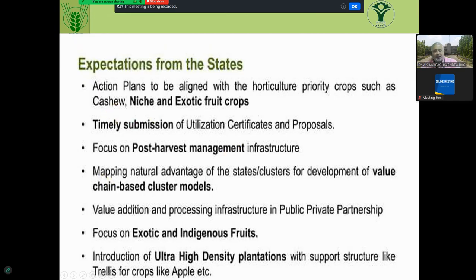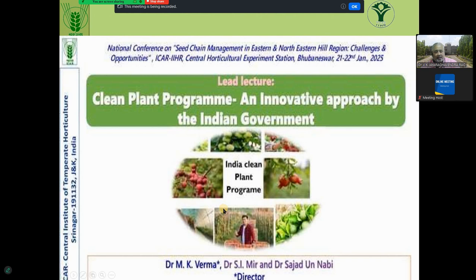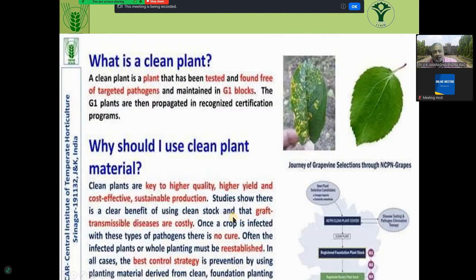Okay, cashew, niche and exotic fruit crops, as for example dragon fruit. You don't have planting material. And then you should also get the certified things, especially all the crops which are suitable for high density planting. So now, this clean plant production, we have already told you that the pathogens should not be there, they should be tested, they should be maintained in the G1 box and there should not be much variation. This is called a clean plant.